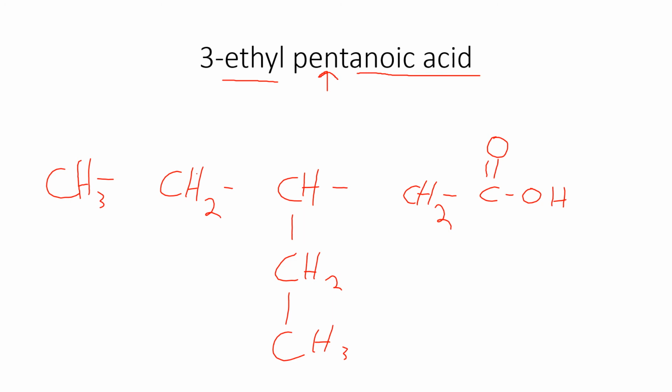The oxygen on the right has 2 bonds. Bonded to the carbon and to the hydrogen. It has its 2 bonds. It can't handle any more. We're not going to add any more hydrogens. Here's our final structure for 3-ethyl pentanoic acid.